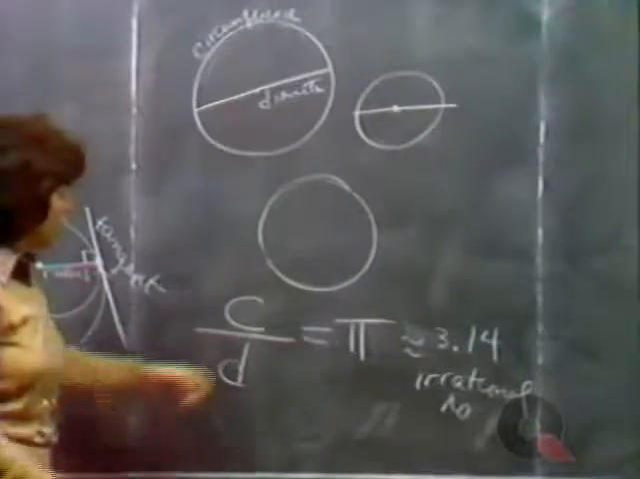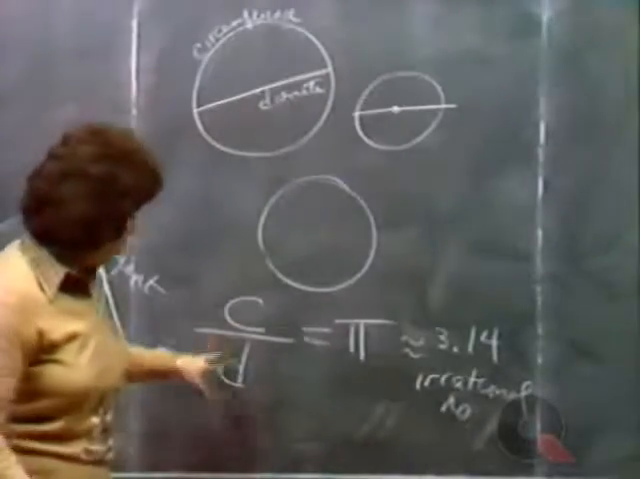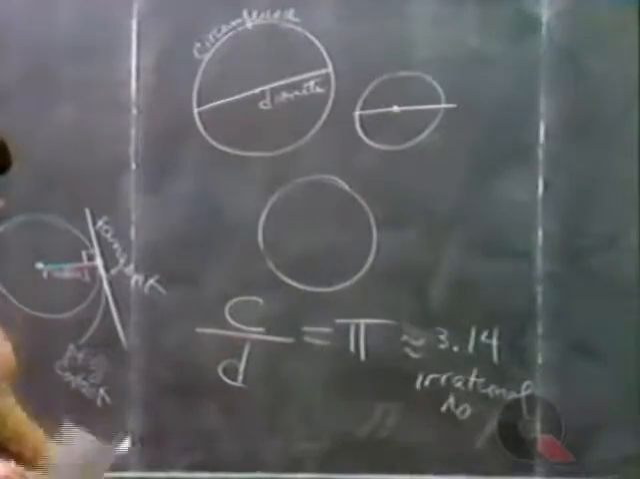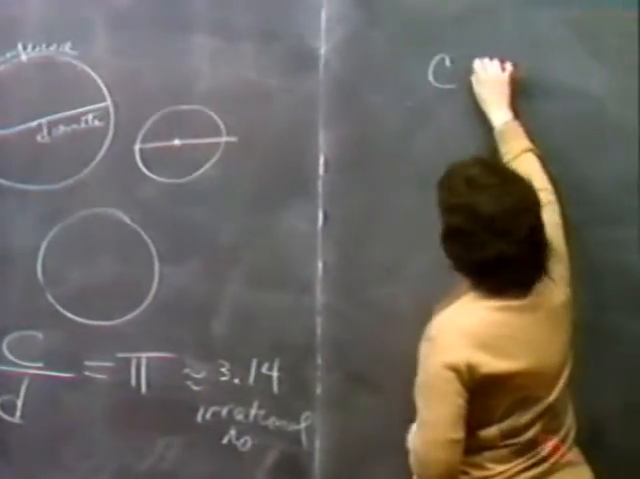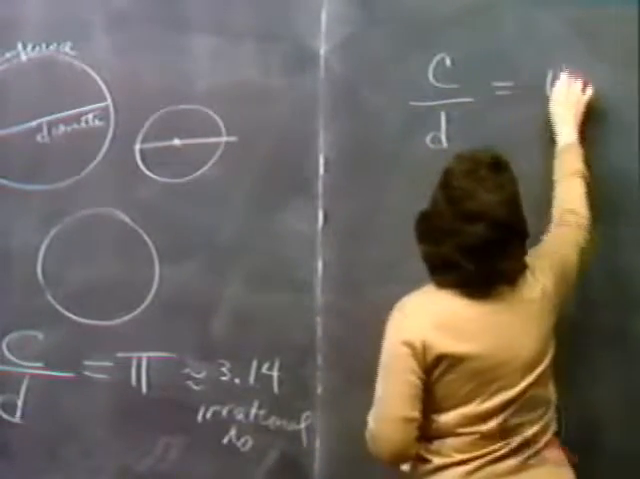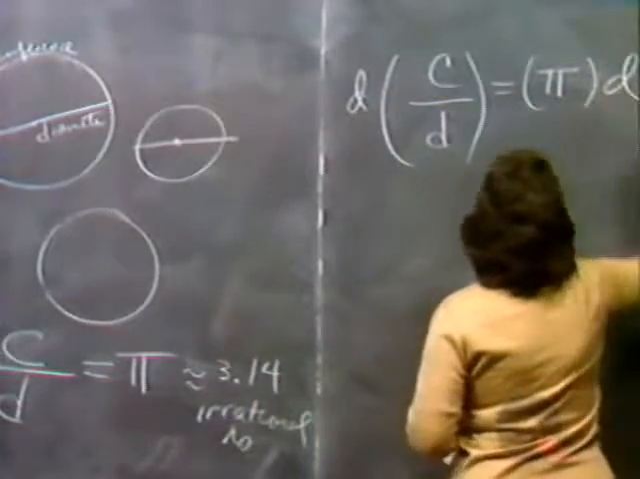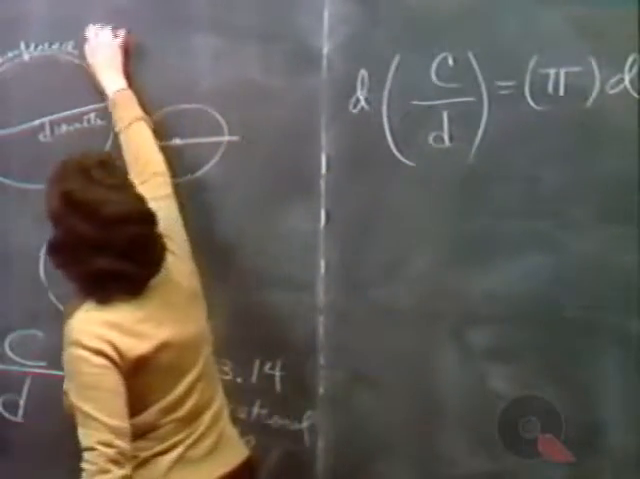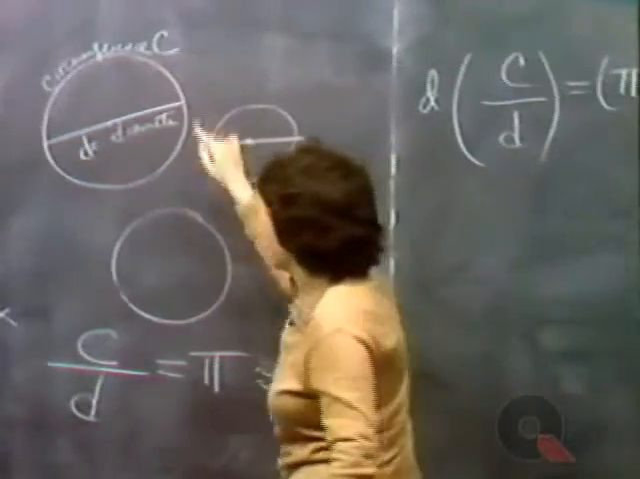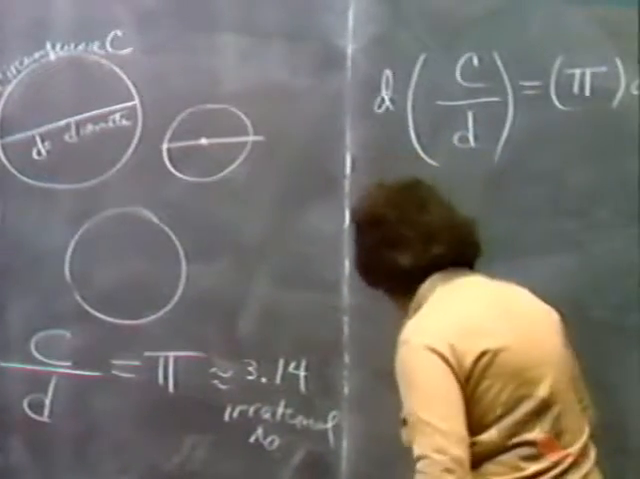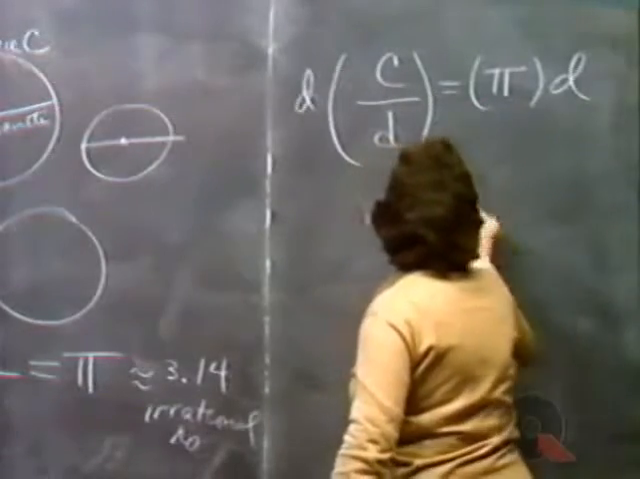Pi represents the circumference divided by the diameter for a circle. If you take this relationship, C over D is equal to pi, where C is the circumference and D is the diameter, and multiply both sides by D, the D's cancel, and you get C is equal to pi D.